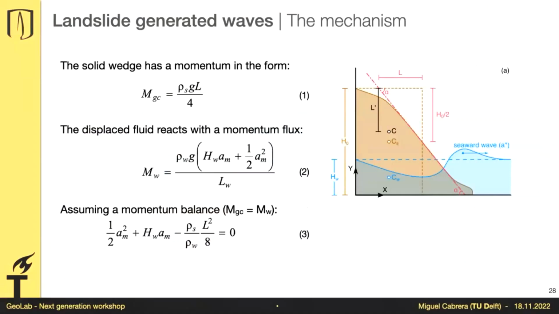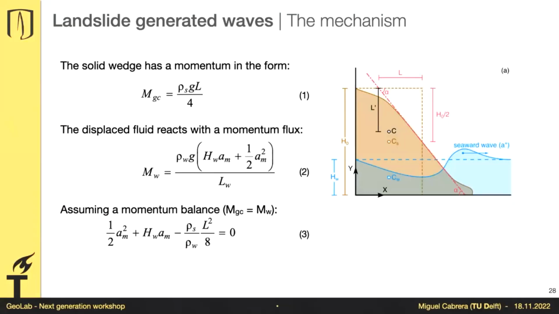And that is if you take the momentum balance of a granular material that is pushing a water reservoir, initially still water, you get to these two momentum terms. You have the momentum term for the solid wedge, that is just a function of the grains' density, gravity, and this length, the horizontal length of the wedge. And you have the momentum transfer to the water that is just a function of the water thickness and the wave, but we don't know the wave.